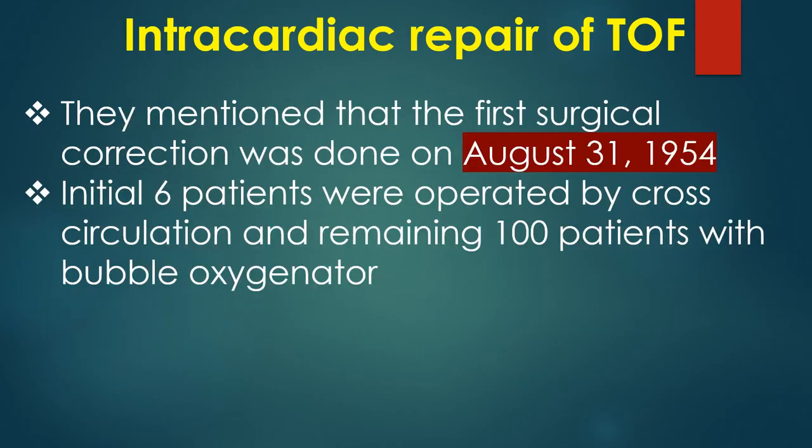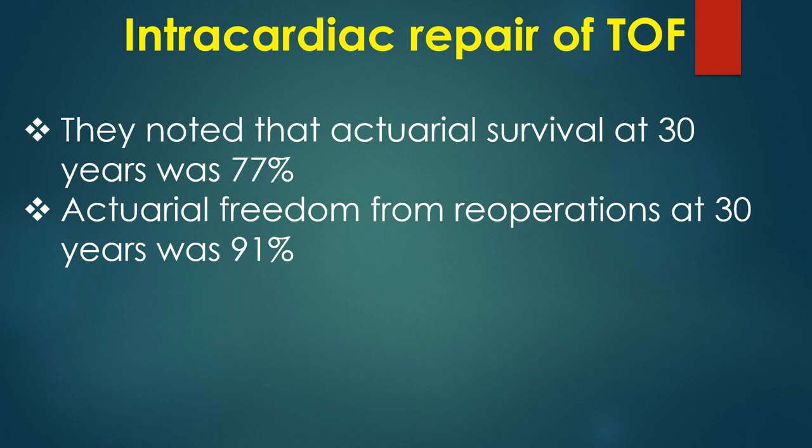They mentioned that the first surgical correction was done on 31st August 1954. Initial 6 patients were operated by cross circulation and the remaining 100 patients with bubble oxygenator. They noted that actuarial survival at 30 years was 77%. Actuarial freedom from reoperations at 30 years was 91%.